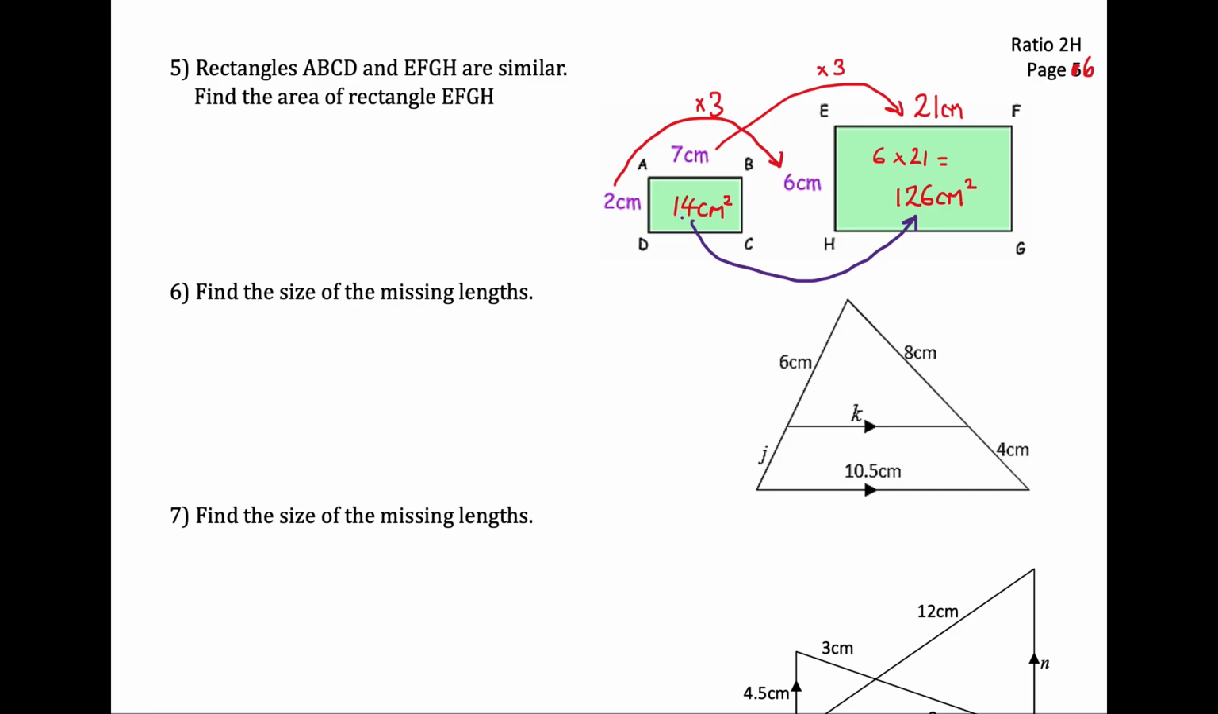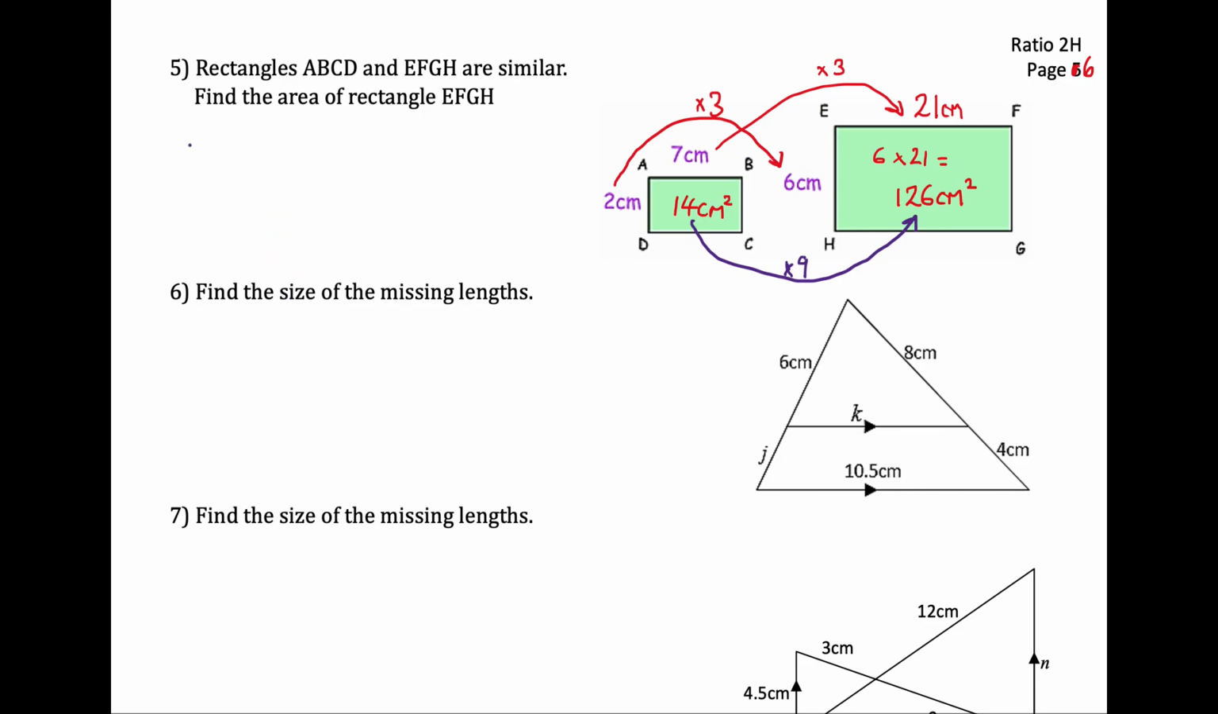But how many times does 14 go into 126? If we do 126 divided by 14, we get 9. Okay, so it goes into it 9 times. Right, well, what's 9 got to do with the scale factor? Some of you may spot the connection. The scale factor squared gives us the area scale factor. Okay, and we'll spend more time looking at that in a bit more depth later on.